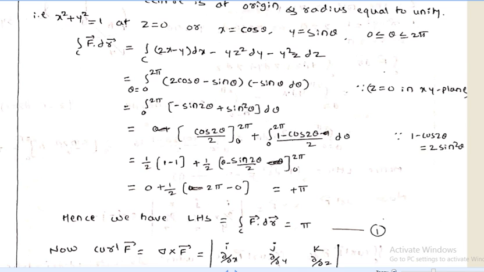Then here also, substituting the limiting points 0 to 2π. So 2π: sin 2 into 2π is sin 4π. So sin 4π value is 0, and sin 0 is 0. So the upper and lower limit of sin 2θ is 0. Now 1 minus 1 is 0, and here 2 and 2 cancel out, which is equal to π. So the integration over the curve C, vector F dot dr, is π.